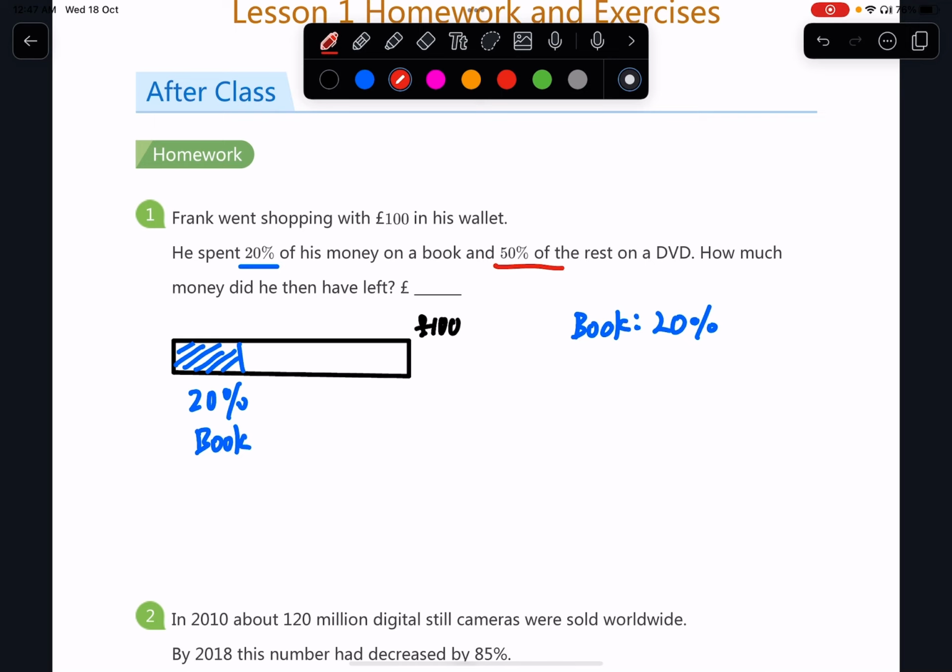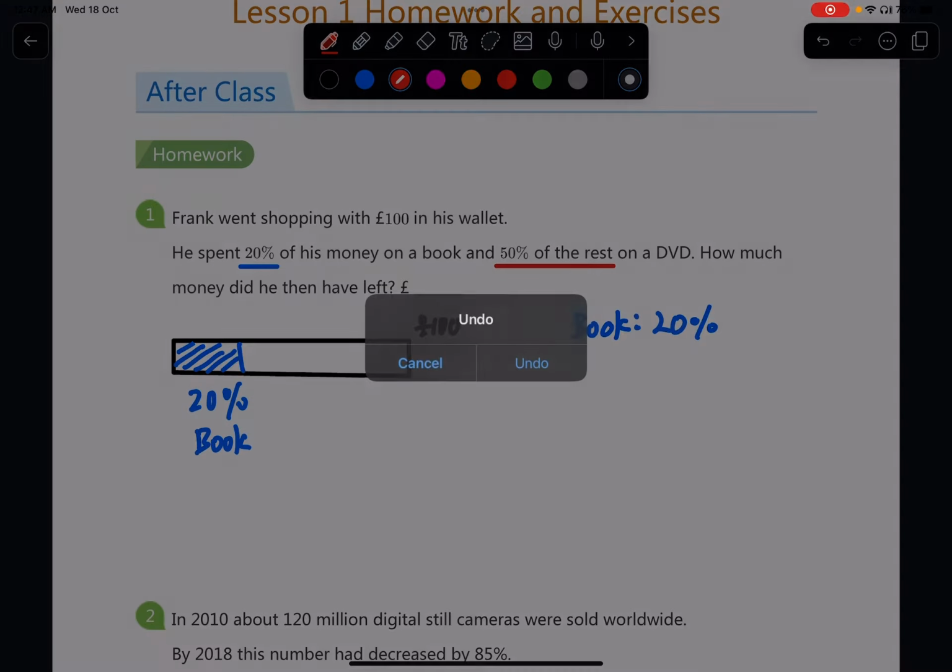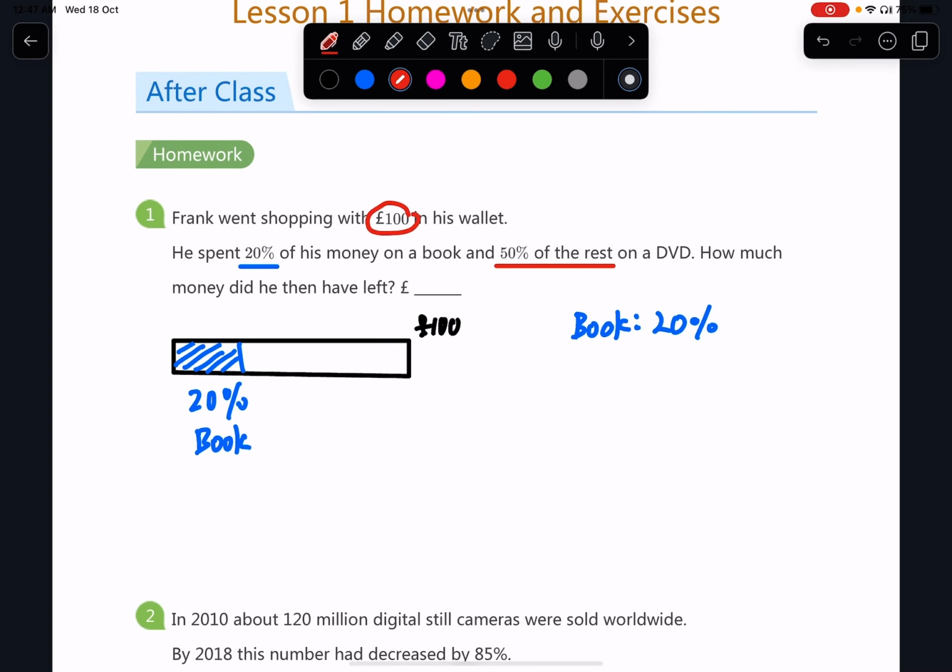It is 50% of the rest. So pay attention right here. It is 50% of the rest, but not 50% of all the money. So it should be 50% of the remaining money. So what is the percentage that remains? The percentage that remains is 80%, right? And 50% of the remainder. So it should be 50% of the 80%. Do you get it? So this part, 50% of the 80%, is for the DVD.